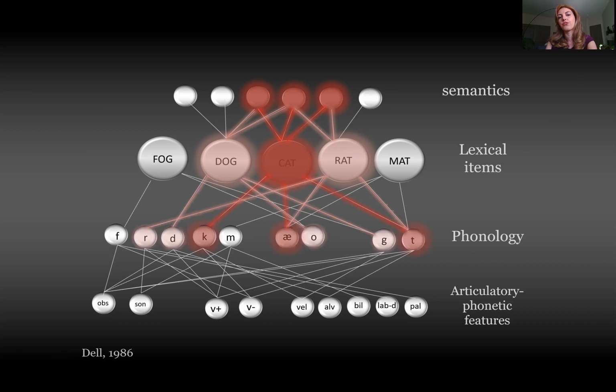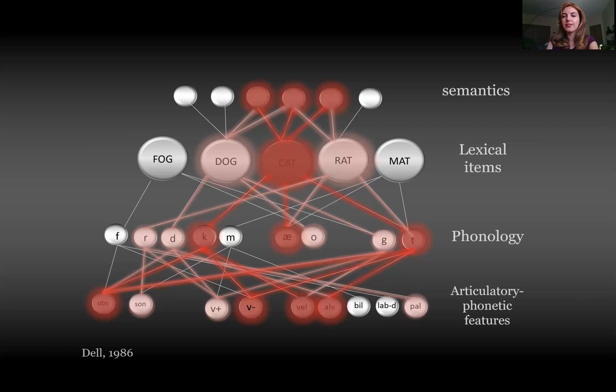Activation then continues further down in the system, activates phonology and articulatory phonetic features, and there is some feedback in the system as well. So I'm going to focus on just a part of the system, not to overcrowd the slide, and show you what happens with feedback. Say you have activation of some phonology, they send activation back to a lexical item, such as mat, and mat in turn activates its own segments. And so this is how you also get speech errors that are phonologically related to the target.